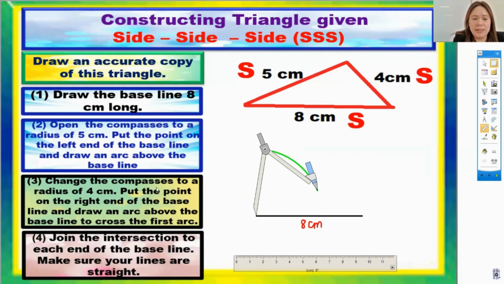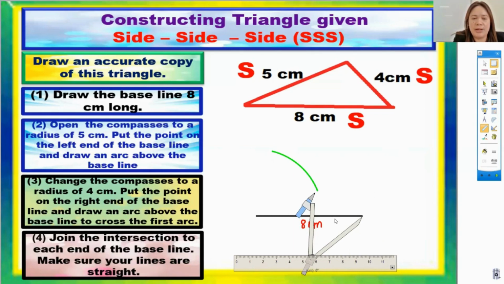Then number 3, change the compasses to a radius of 4, since we have here 4 centimeters long. Originally this is 5 centimeters long. So I'm going to adjust my compass and I need to have only 4 centimeters long. So again, we have to adjust it to 4 centimeters from 5 centimeters and put the point on the right. So I'm going to put the point here on the right. I'll just rotate my compass so I will be able to draw an arc later here.